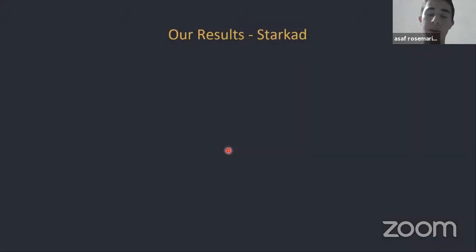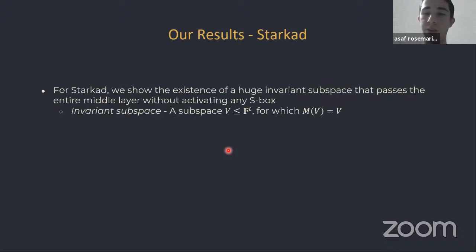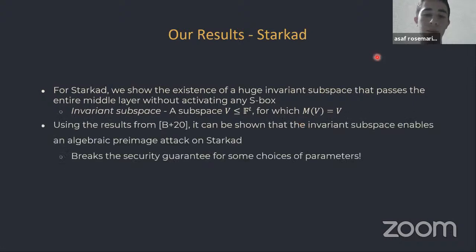However, for Starkad, the results are very different. Instead of using the middle layer to boost the security, we show that it doesn't provide any security against statistical attacks. And moreover, there is a huge invariant subspace that passes the entire middle layer without activating a single S-box. And what we mean by invariant is that the linear operation maps it to itself. How it can be used is by using a result from a paper by Beyne et al., which appeared in Crypto 2020. They showed that if hypothetically some conditions on Starkad were to happen, an algebraic preimage attack could be mounted on the cipher. Using our results, it can be shown that the conditions indeed apply and the cipher can be attacked, and it sometimes even breaks the security guarantee of the cipher.